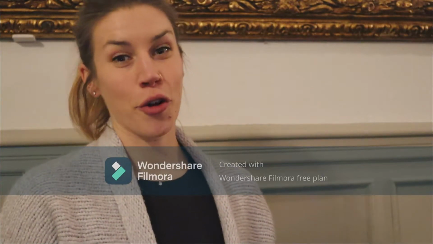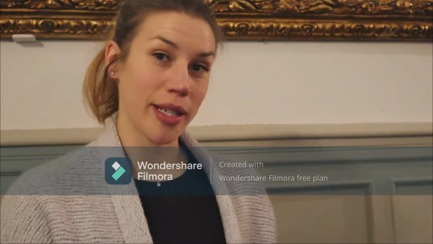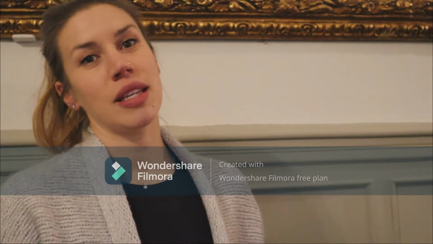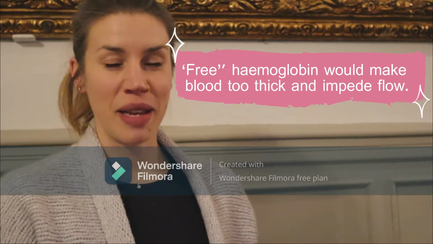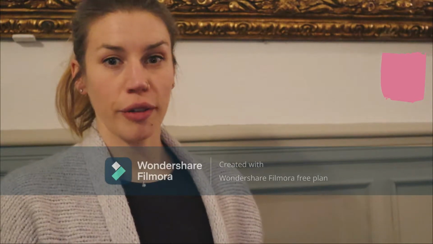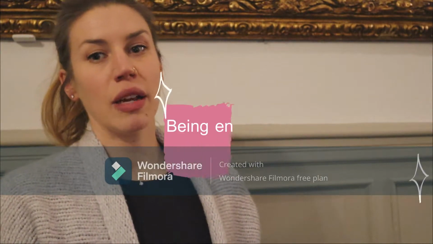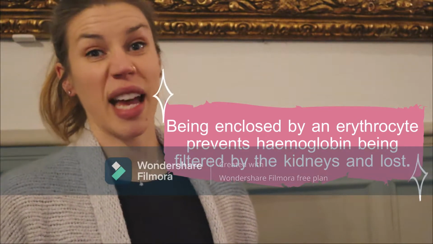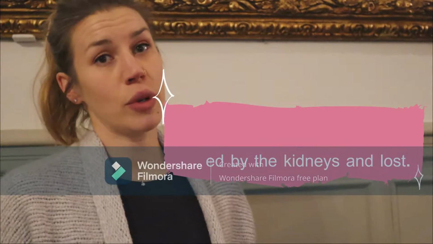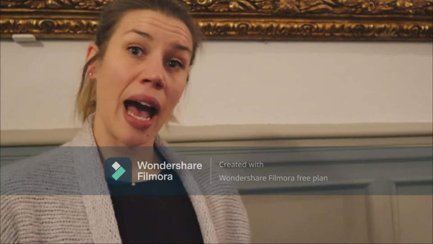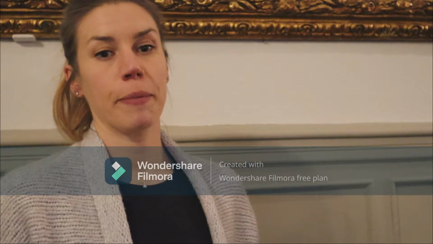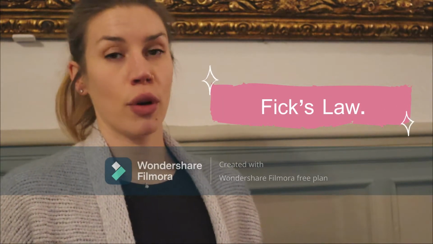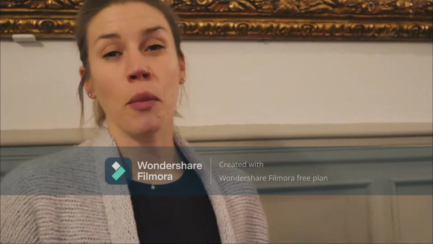Why can haemoglobin not run wild? Why does it have to be contained within a red blood cell? Well, for one, if it were free, it would mean that blood would become too thick and it would impede blood flow. But also, being enclosed within a red blood cell prevents the haemoglobin from being filtered out of the blood by the kidneys and lost. It's also important to mention why and how oxygen gets picked up by haemoglobin. Concentration gradient and the principles of Fick's law play an important role in this, but we'll talk more about that later.